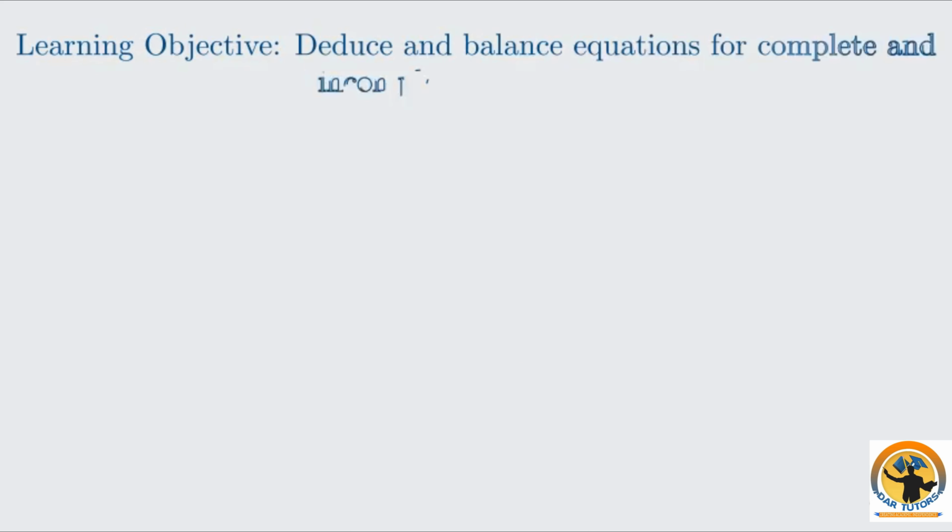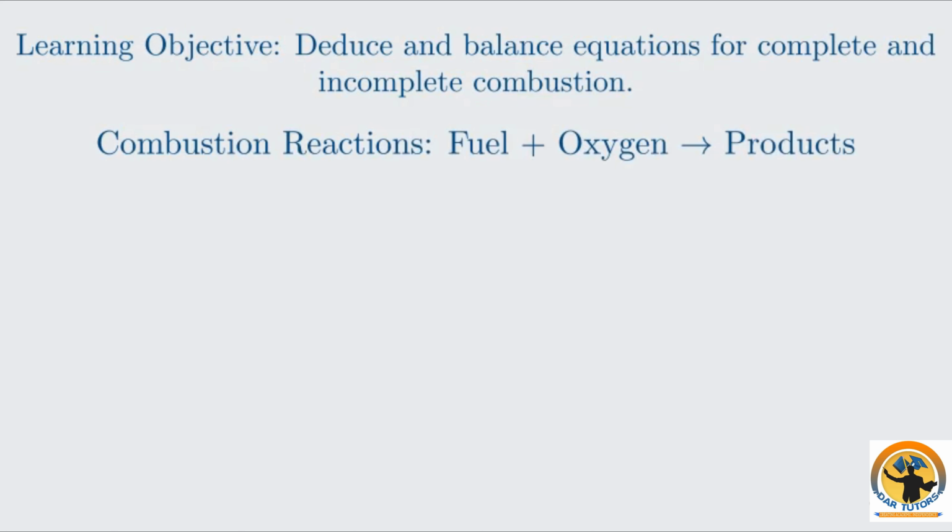Our first objective is to understand and write equations for combustion. Combustion reactions involve a fuel reacting with oxygen, undergoing oxidation. We'll focus on organic compounds like hydrocarbons, but metals and nonmetals can also undergo combustion. The type of combustion that occurs, whether it's complete or incomplete, depends on the supply of oxygen. A plentiful supply leads to complete combustion.